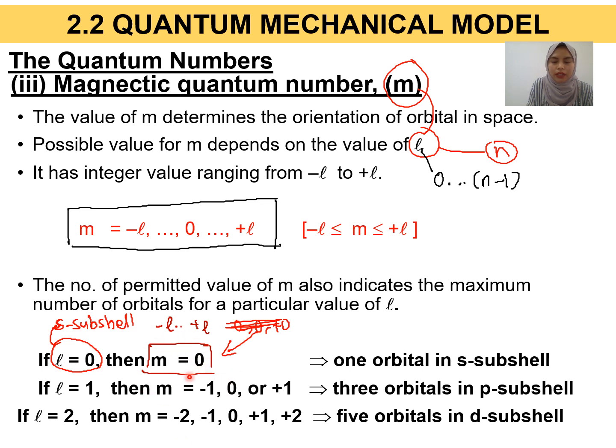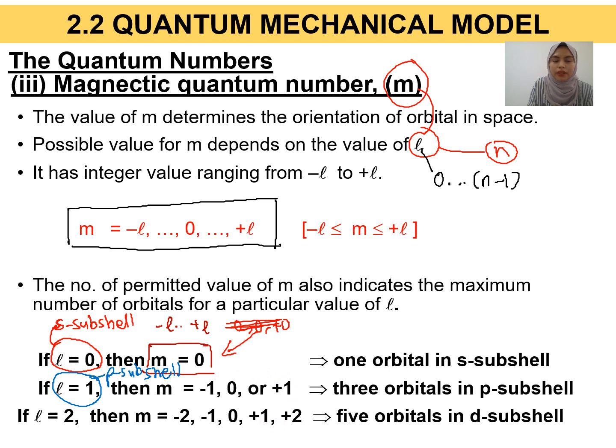So how many values of M are there? Only one, although the number is 0, there is only one value of M. That means there will be only one orbital in S subshell. Okay. Next, if L equals to 1, that means the subshell for L equals to 1 is the P subshell, right? P subshell. So, to know how many orbitals are in the P subshell, you have to calculate the value of M.